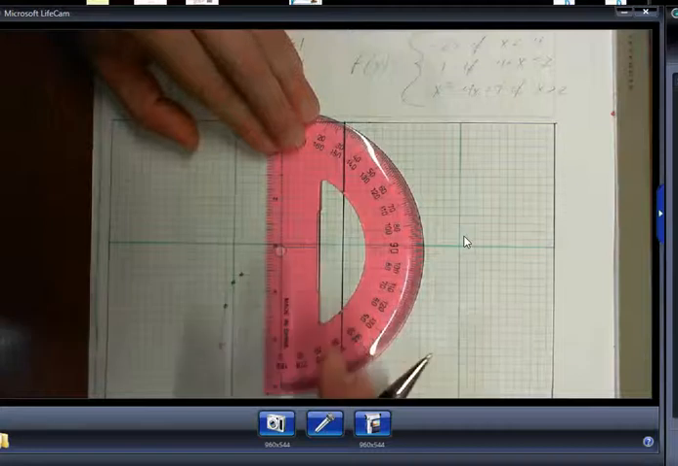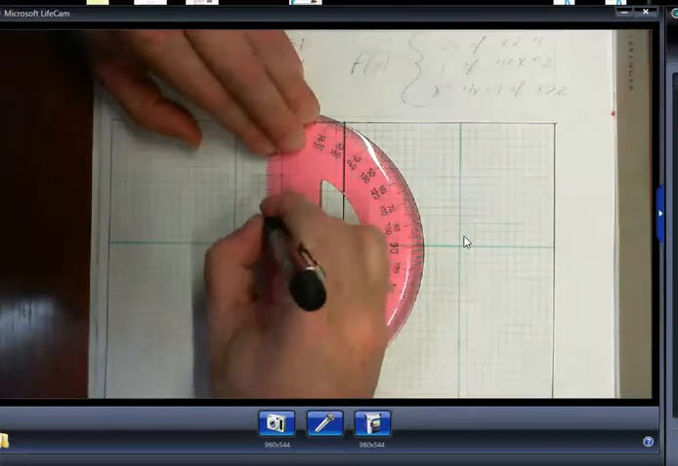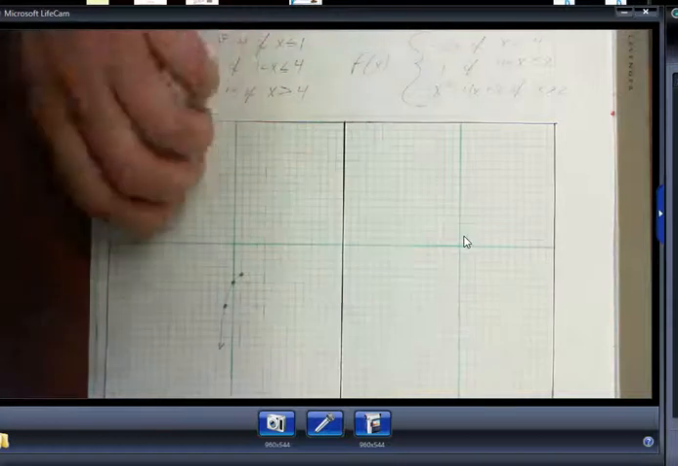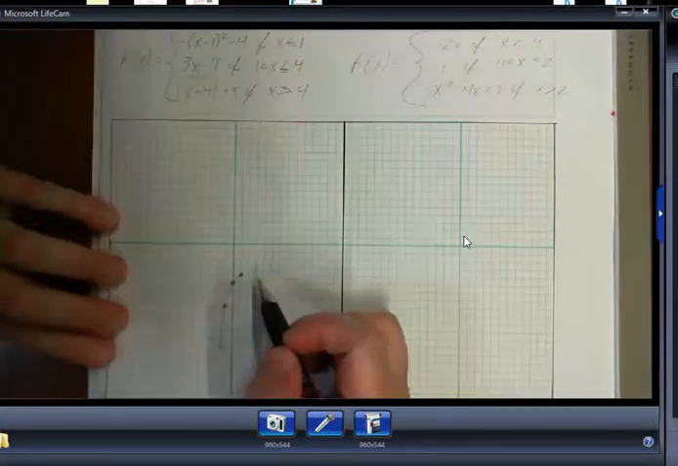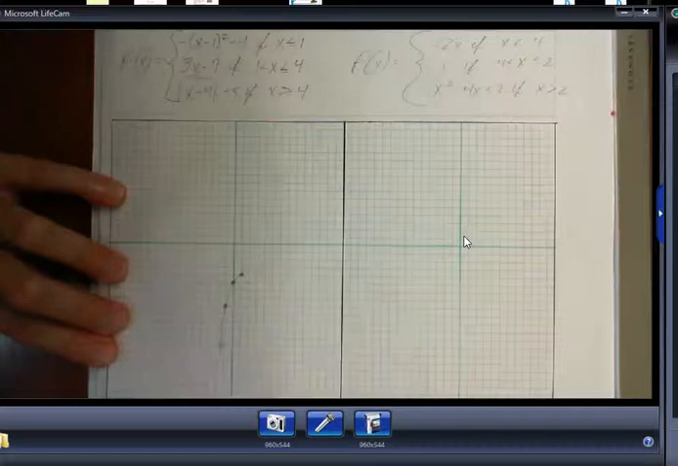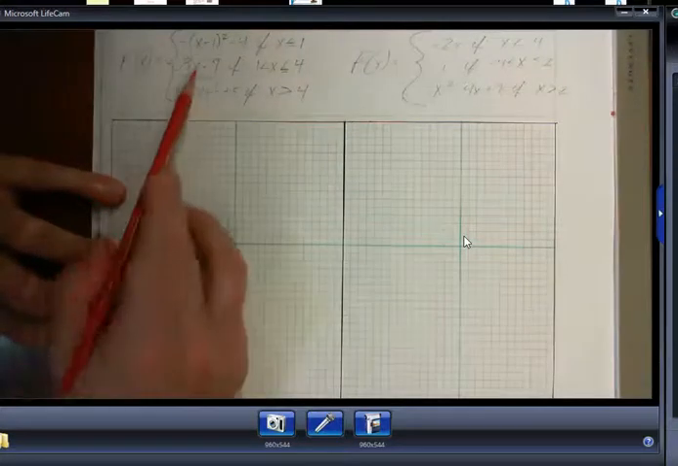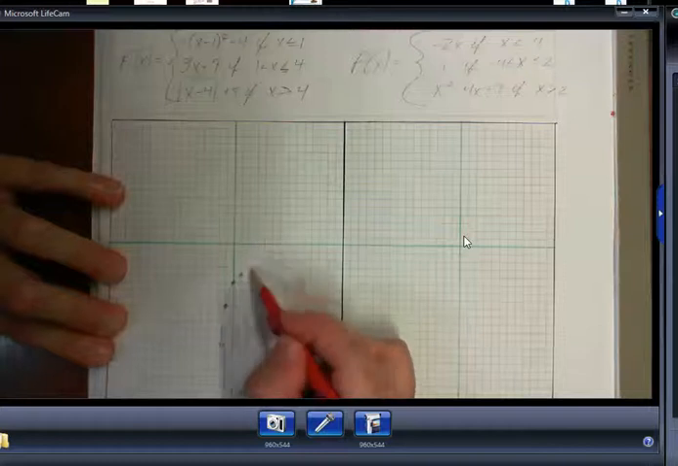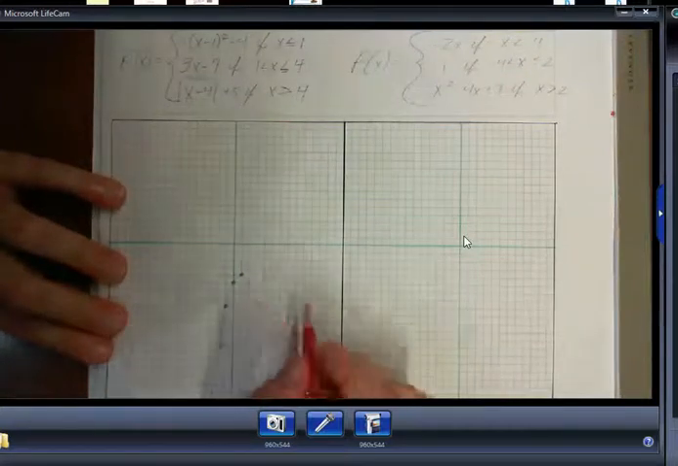So where I'm going to have my next boundary. And as I said, I'm making those very light. The boundaries are not part of our graph, okay? So in this case, 3x minus 7, but we're only going to graph the portion that's right between here, okay?